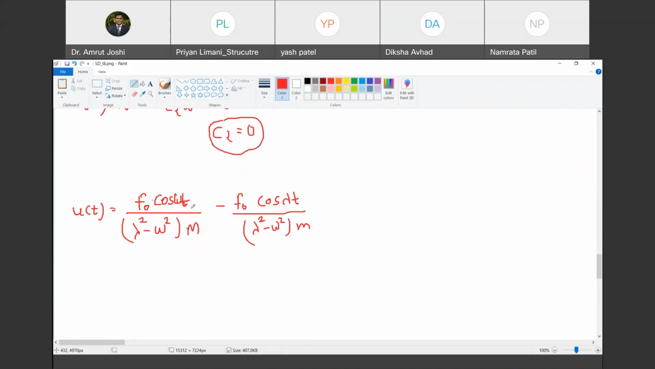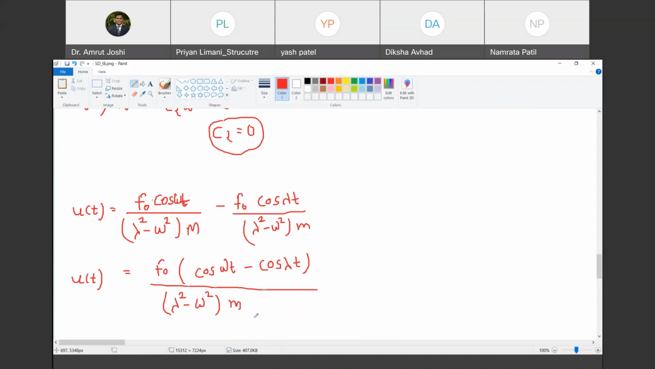Now, can I take F0 common from the numerator? Yes. What do you get then? So U of t then becomes F0 common into bracket cos omega t minus cos lambda t. Happy? And what is there in the denominator? In denominator it is lambda square minus omega square times m. And now what experiment are we trying to do? We are trying to take the forcing frequency close to its natural frequency. With me, and then we know that it is called as resonance.